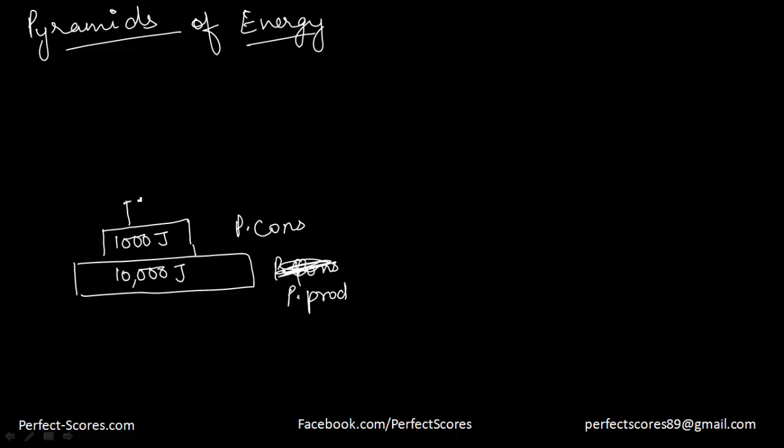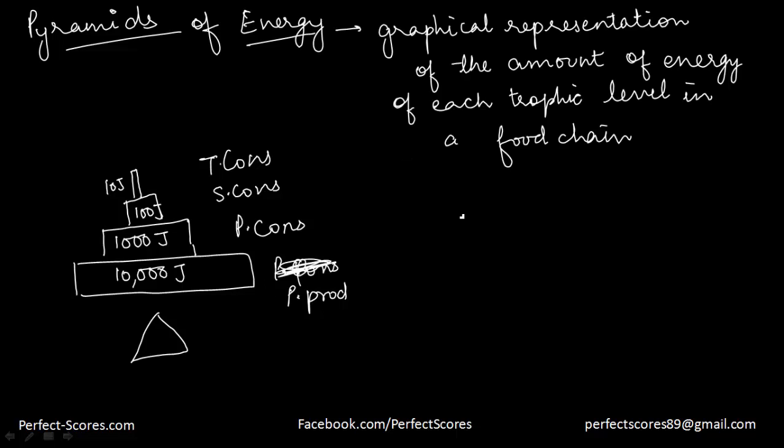After this comes the level of the secondary consumer. Again, only 10% of the energy, so 100 joules only. And finally, at the end, you have the tertiary consumer with energy of only 10 joules. So you see, this diagram is taking the shape of a pyramid. This is the pyramid of energy, which is a graphical representation of the amount of energy of each trophic level in a food chain. So that is the definition.